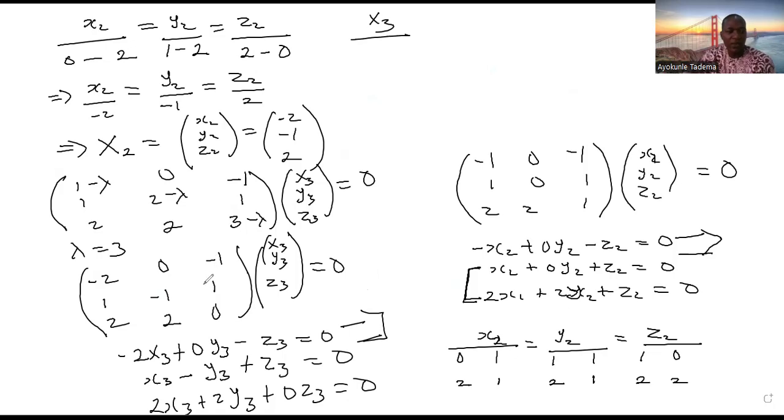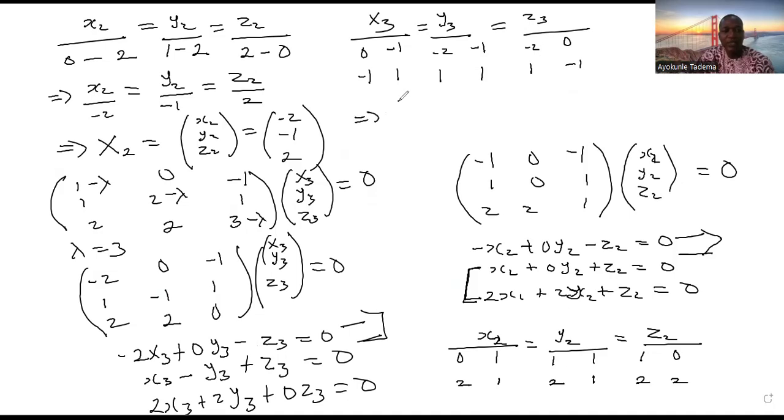For x3 over, you don't write the coefficient of x3. You write the coefficients of the other ones, which is 0 and minus 1, minus 1, 1 equals y3. We don't write the coefficient of y, where we had minus 2, 1 and minus 1, 1. And the last one z3 over, you don't write the coefficient of z; we have minus 2, 1, 0.